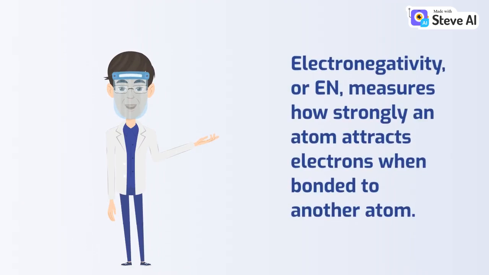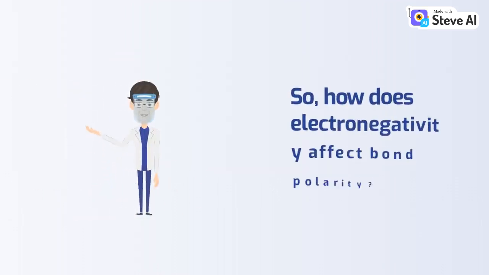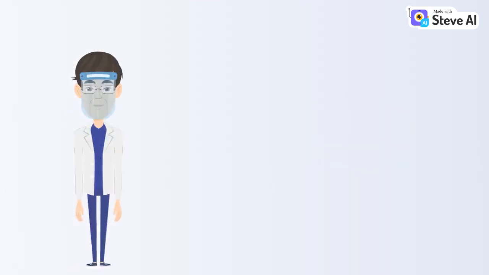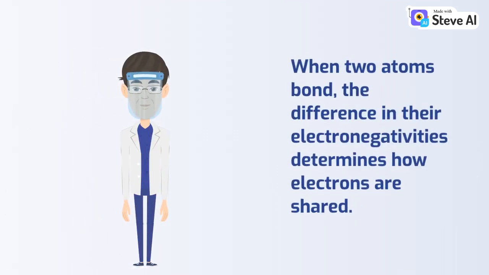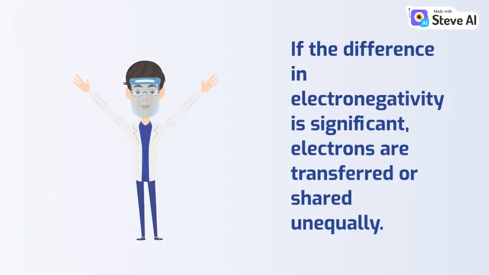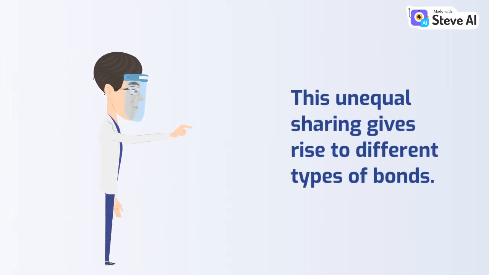Electronegativity, or EN, measures how strongly an atom attracts electrons when bonded to another atom. So, how does electronegativity affect bond polarity? When two atoms bond, the difference in their electronegativities determines how electrons are shared. If the difference in electronegativity is significant, electrons are transferred or shared unequally. This unequal sharing gives rise to different types of bonds.